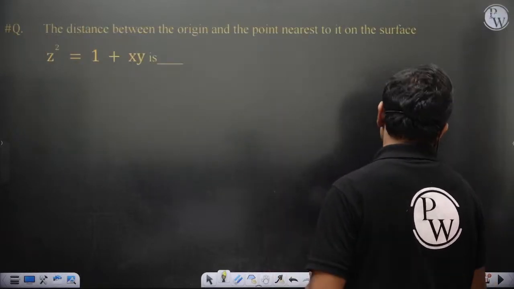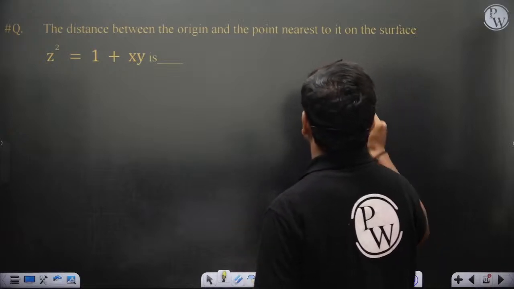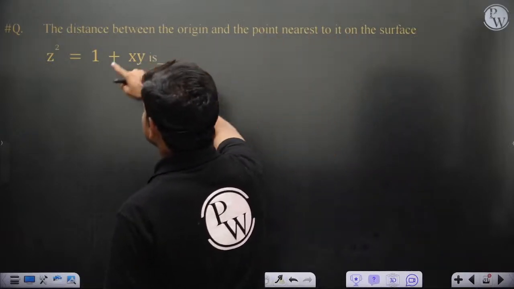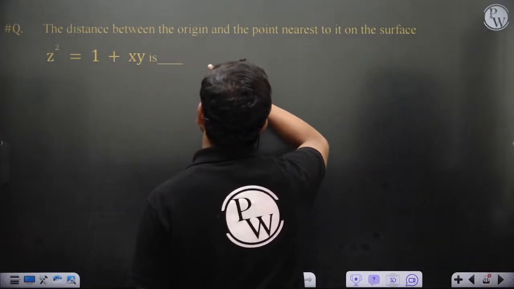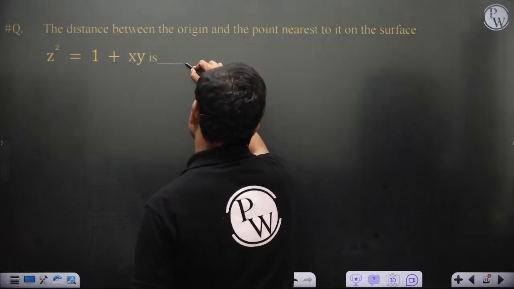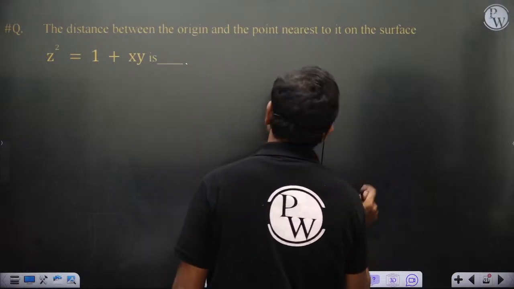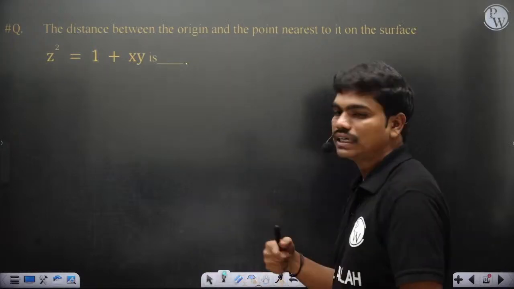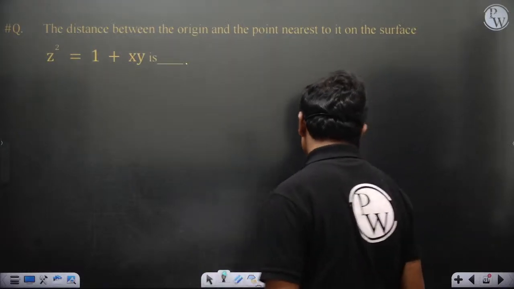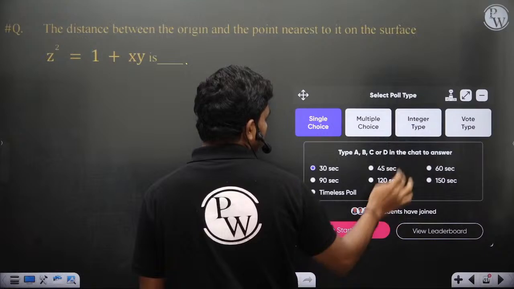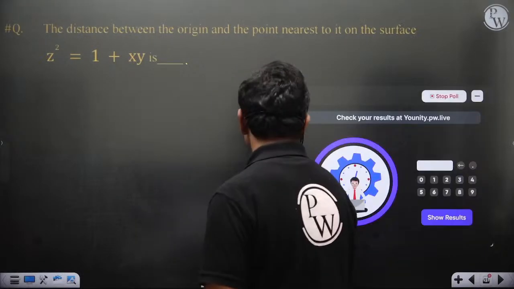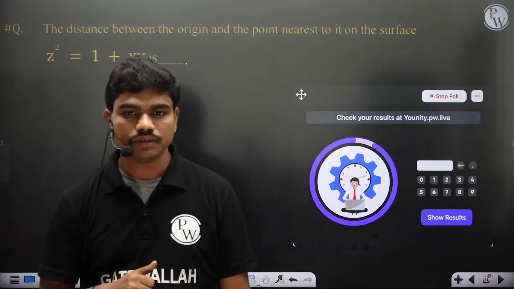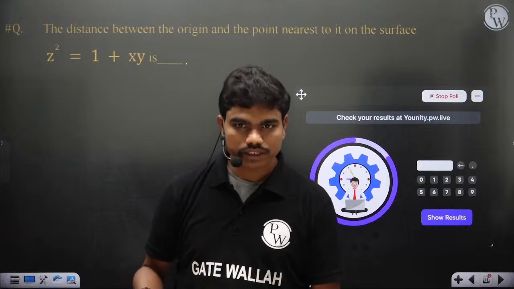The question: the distance between the origin and the point nearest to it on the surface z square equals 1 plus xy. Solve this question. What is the minimum distance between the origin and the point nearest to it on the surface z square is equal to 1 plus xy? This is a homework question, and if you have already solved it, enter the answer in 30 seconds. Come on, enter the answer if you have already solved this question.